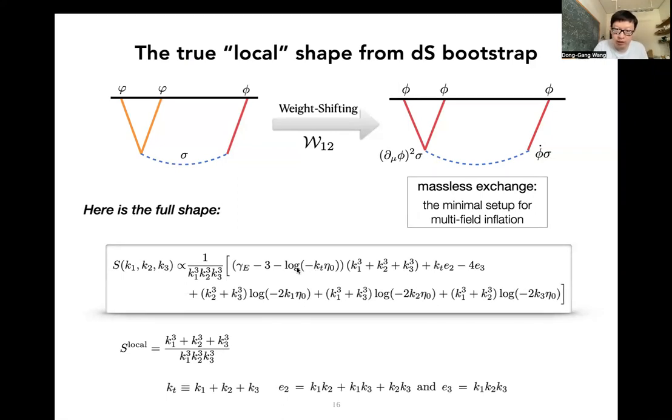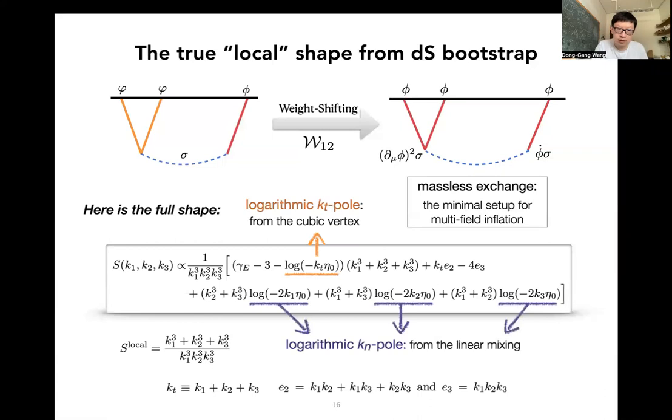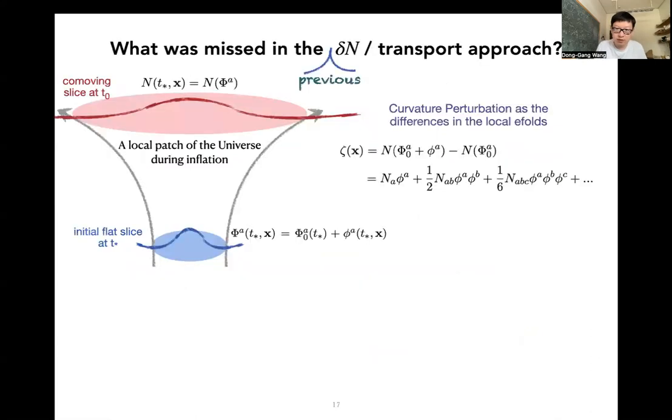And now we have these logarithmic functions, and there are two types of log functions. The first one we call the logarithmic kt pole, where kt is k1 plus k2 plus k3, and this comes from the cubic vertex here. And then we also have the logarithmic k1, k2, k3 pole, and this comes from the linear mixing, phi dot sigma, here. Now the important question for us is to understand what was missed in the previous delta N or transport computations.